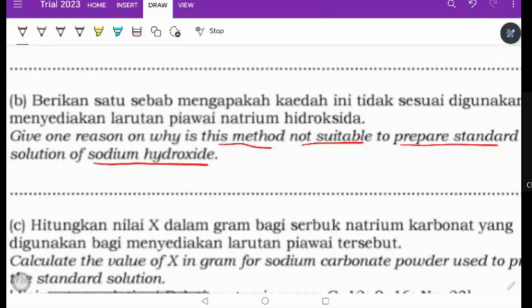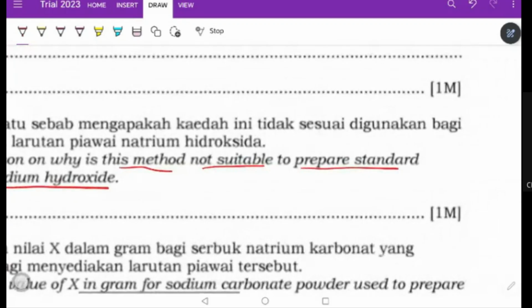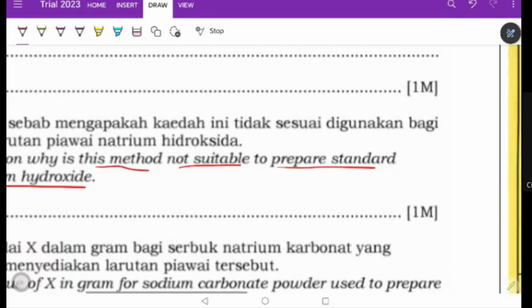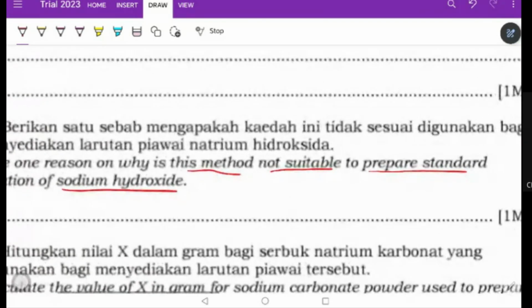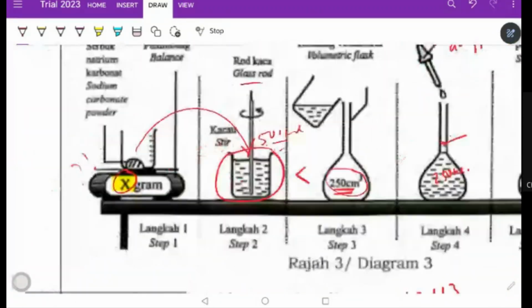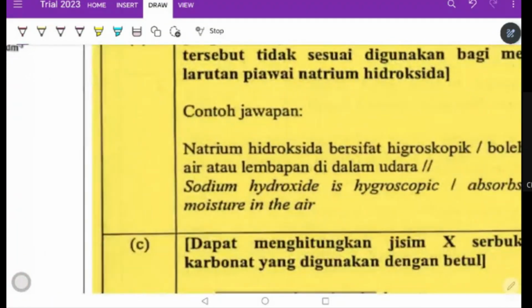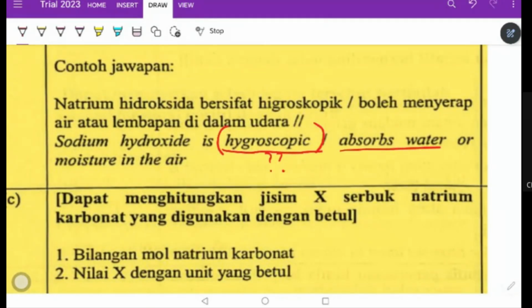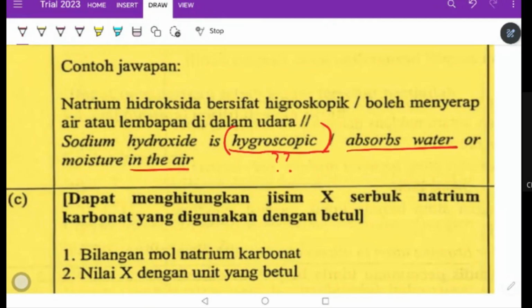Give one reason why this method is not suitable to prepare a standard solution of sodium hydroxide. Sodium hydroxide is not very suitable. Why? Although the example given in your notes is sodium hydroxide, actually the previous version of the textbook also used sodium hydroxide, but now it actually uses sodium carbonate. Why can sodium hydroxide not be used? Because it is hygroscopic. Class, what is meant by hygroscopic? It means it can absorb water in the air.